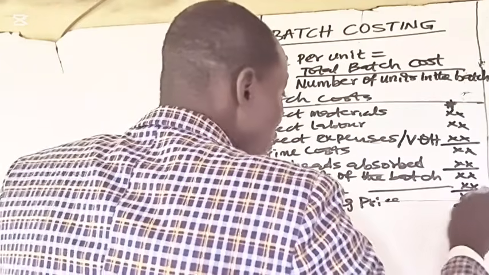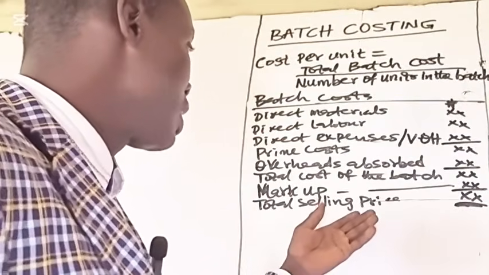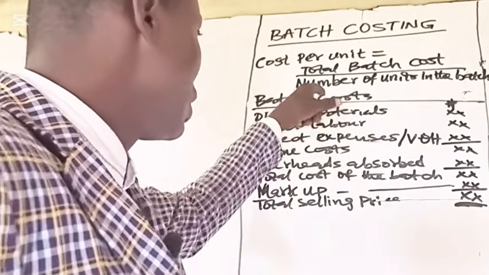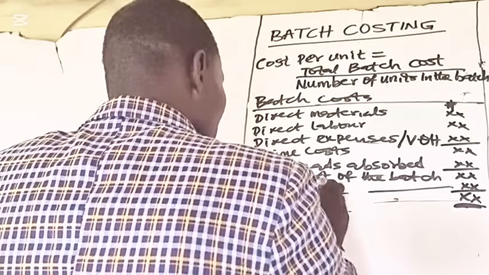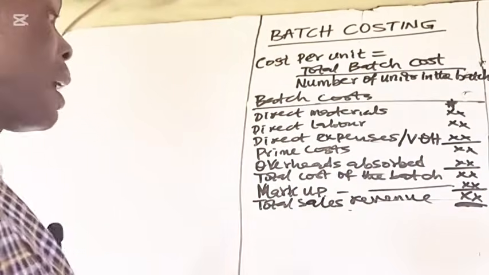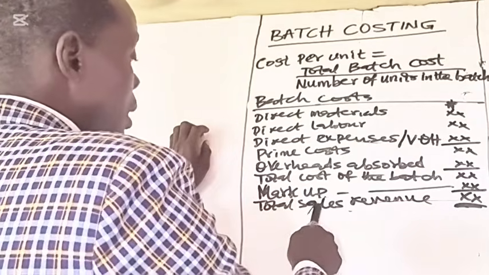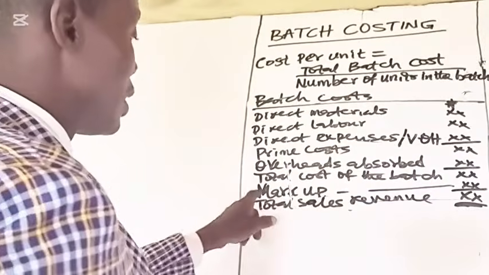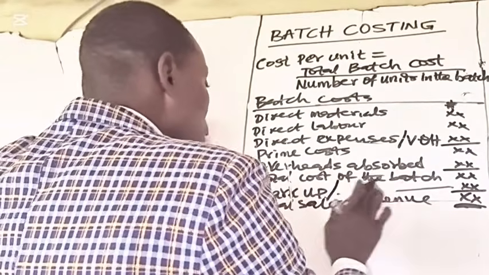Or where the selling price is given and the cost information is given, that means you want to get the profit on the batch. So in that case, you start with total sales revenue. Where the number of units in the batch and the selling price are given, you multiply the selling price by the units in the batch. Now less all the cost of the batch, then you get the batch profit or loss.